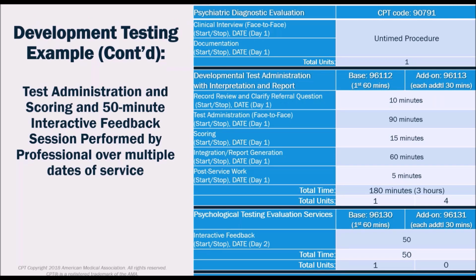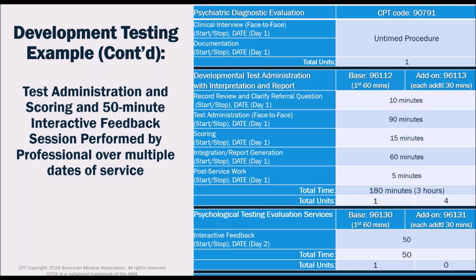On this slide, what we've done is we've taken the example of the developmental assessment, and what you see is where we've documented at the top the diagnostic interview or the clinical interview that happens on day 1. And again, diagnostic interview is an untimed procedure, so you have a unit of 1 for that. And then in the next range there, you see developmental test administration with interpretation and report.